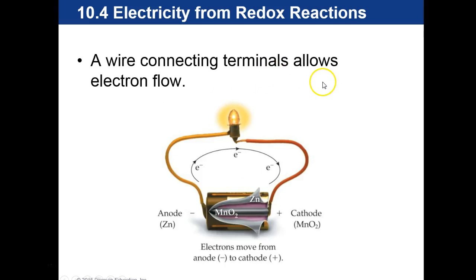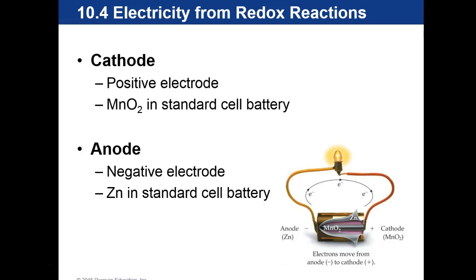A wire connecting terminals allows the electron flow. So here we have our battery and our wire. So the anode, okay, the negative, electrons travel from the anode towards the cathode, which is the MnO2. So electrons move around, producing the power. The cathode is the positive. Okay, so cats are positive. Remember we talked about that earlier, which is the MnO2. And the anode is the negative, or the zinc.